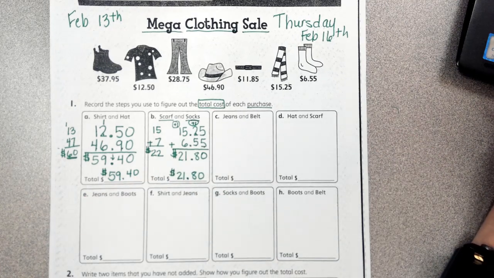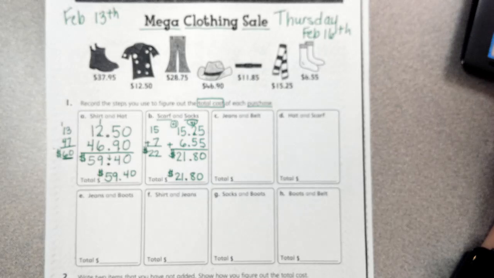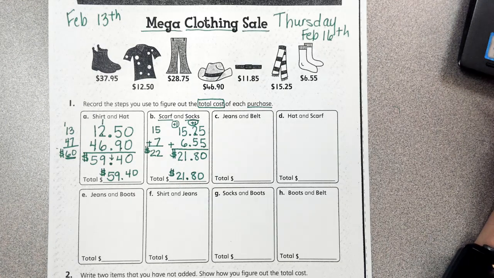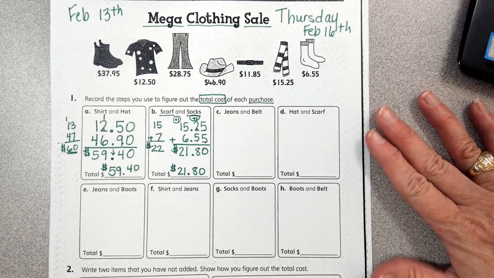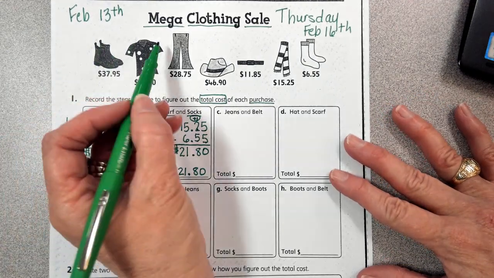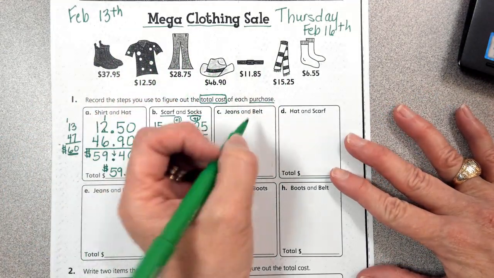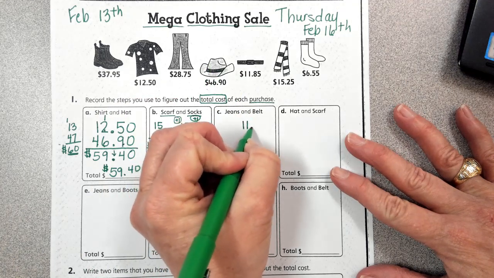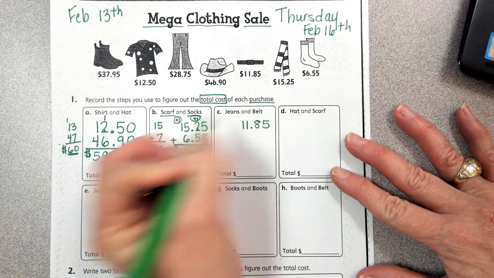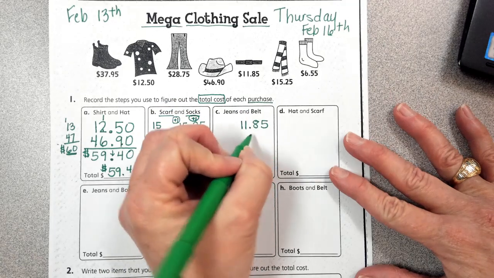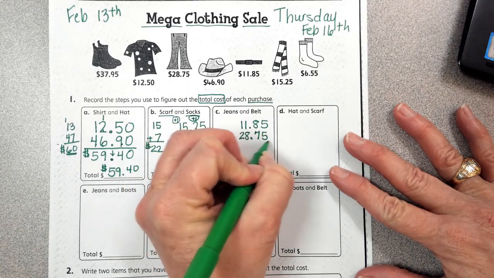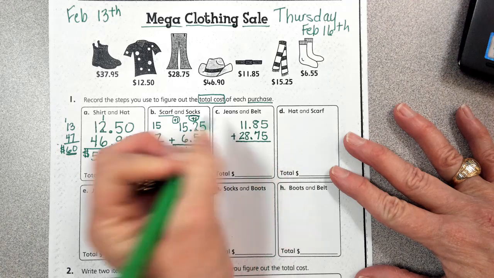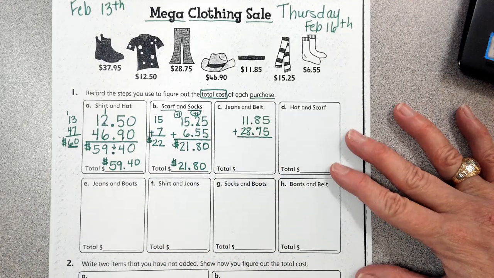Okay, so let's go ahead and look at letter C. Letter C says that now we're going to be buying a belt and some jeans. So quickly, when I scan the top, I see that my belt is $11.85. My jeans are $28.75. So I'm going to be putting this together. Notice that I've lined up my decimals because we're adding again.